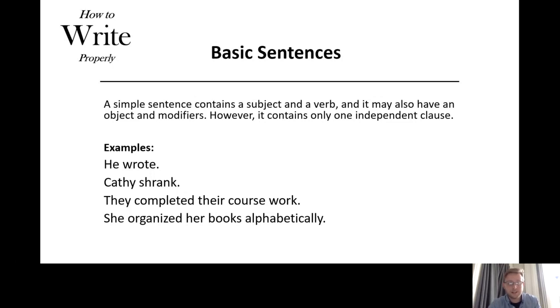And Kathy shrank. So Kathy is our subject. The verb is her shrinking. She got smaller. Kathy shrank. Don't need any more than that. You can have a 2-word sentence.